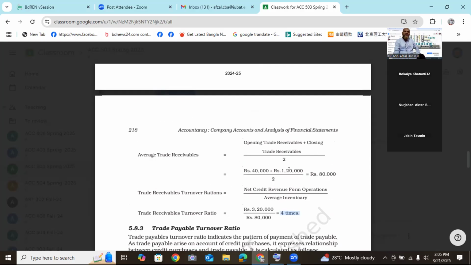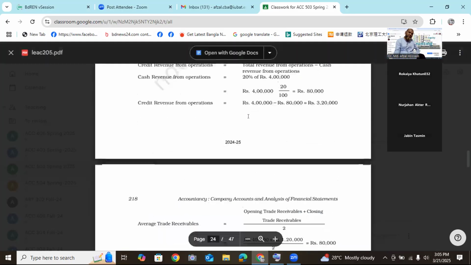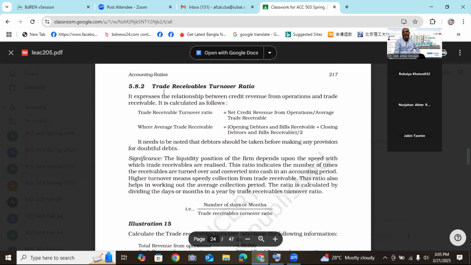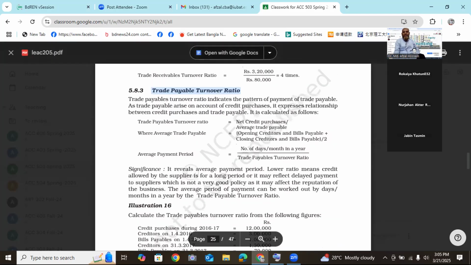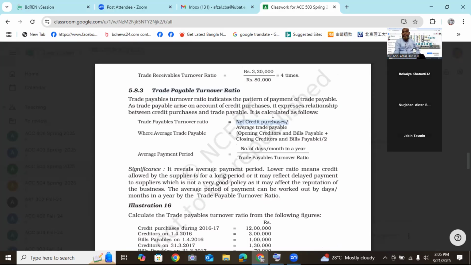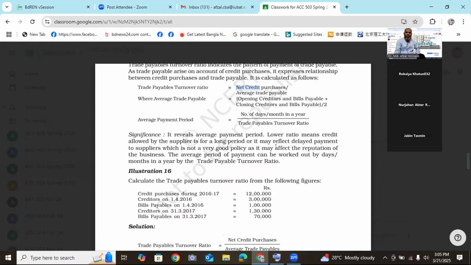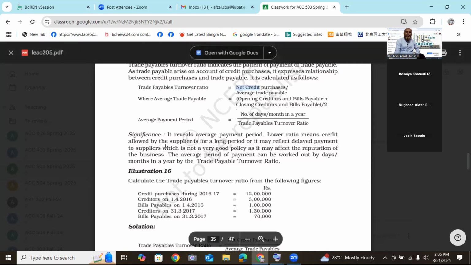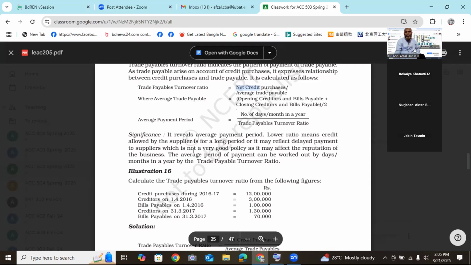Now, the opposite of the trade receivable turnover ratio is the trade payable turnover ratio. So the formula is net credit purchase divided by average trade payable. It reveals the average payment period. A lower ratio means credit allowed by the supplier is for a long period, or it may reflect delayed payment to the supplier, which is not a very good policy as it may affect reputation.